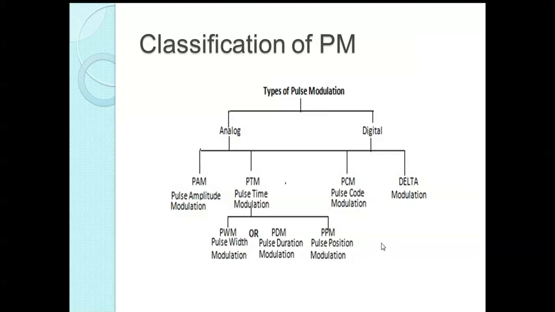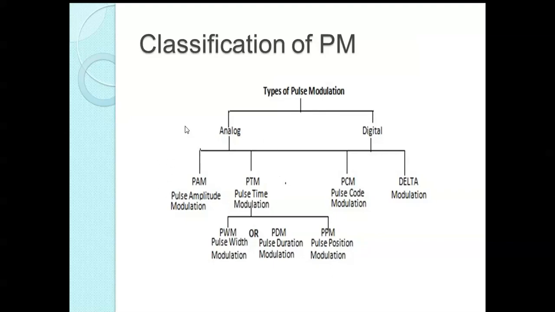The classification of pulse modulation is divided into two types. One will be your analog type and another one will be your digital type. Under analog, there come PAM and PTM. PAM is pulse amplitude modulation, and for PTM we have two things: one is pulse width and the other is pulse position. This comes under continuous.